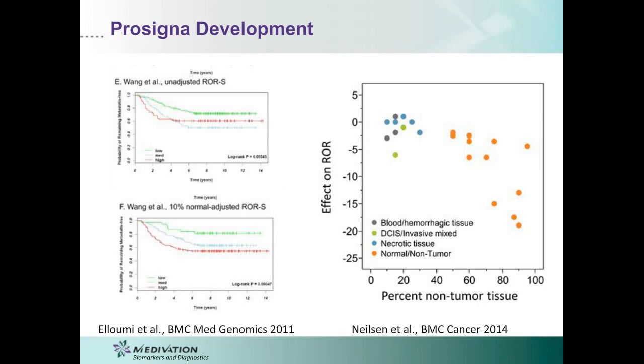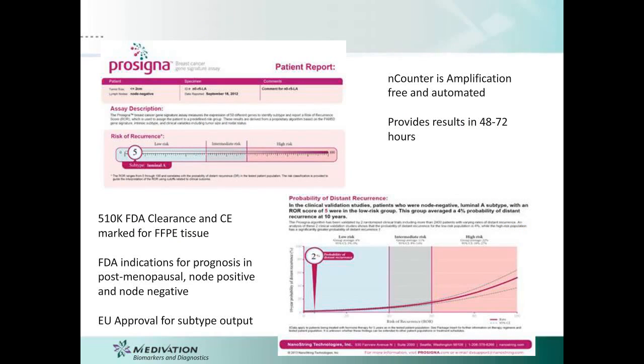We also found in other studies that some amount of normal contamination could produce variability. This was initially published by Fadi Alumi and Melissa Troster back in 2011. And we looked at its effect on ROR relative to the percent non-tumor tissue more recently, in a study in 2014, and found that the type of contamination does play a role, and thus pathologist review is necessitated and required prior to putting these samples through the assay.